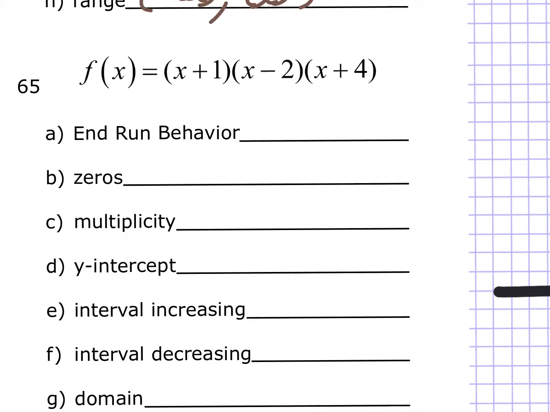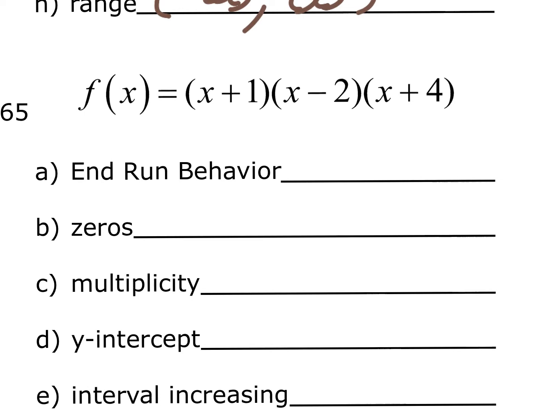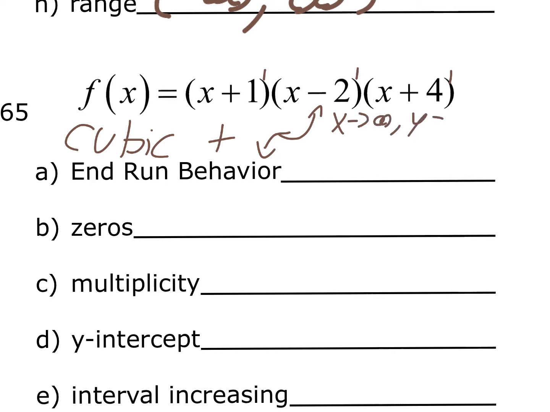Once more, we have ourselves a third power polynomial. So another cubic, because my exponents are 1, 1, and 1. And all of my coefficients are positive. So once more, we're going to have our on-tempo dancer, that kind of shape, such that as our x's go to positive infinity, our y's will also go to positive infinity. And as our x's go to negative infinity, so too will our y's go to negative infinity.